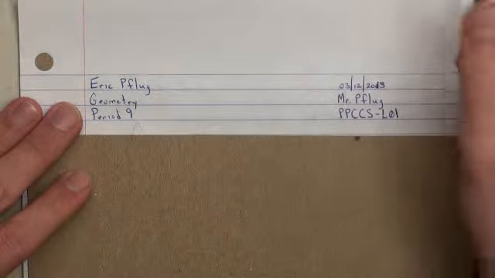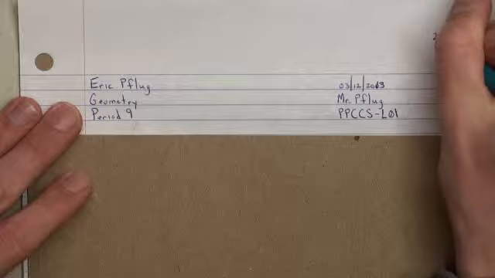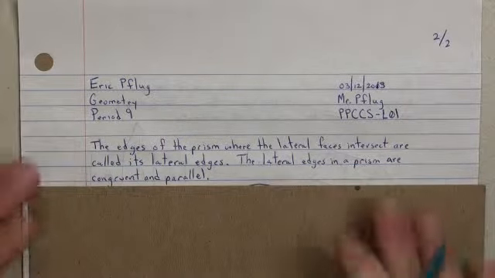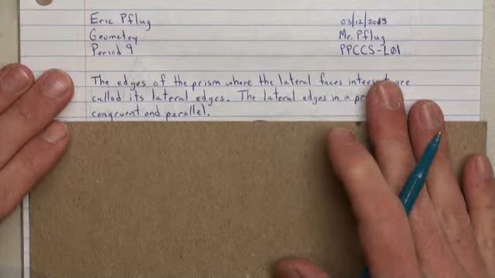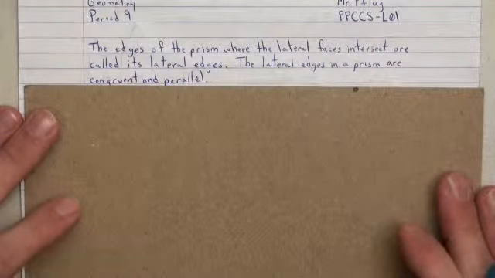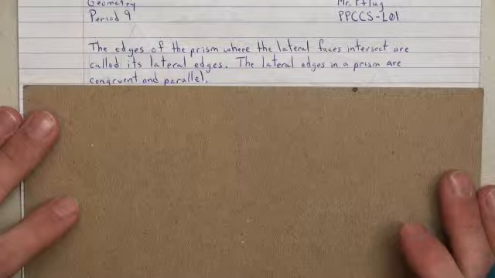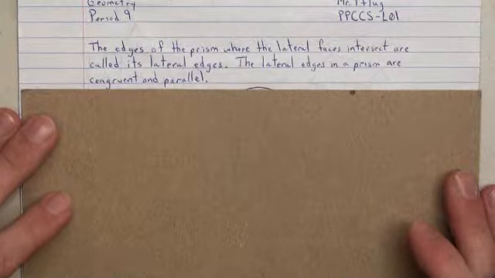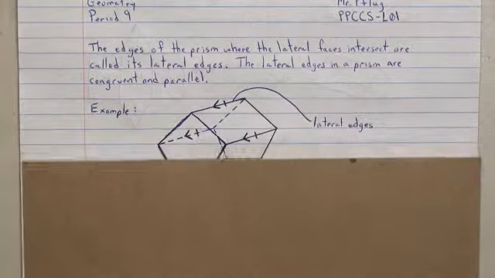All right, this is the second page. Let's put 2 out of 2. This is another really important concept. Put your heading: the edges of the prism where the lateral faces intersect are called its lateral edges. The lateral edges in a prism are congruent and parallel. This is extremely important. They always ask questions about this on the Regents.